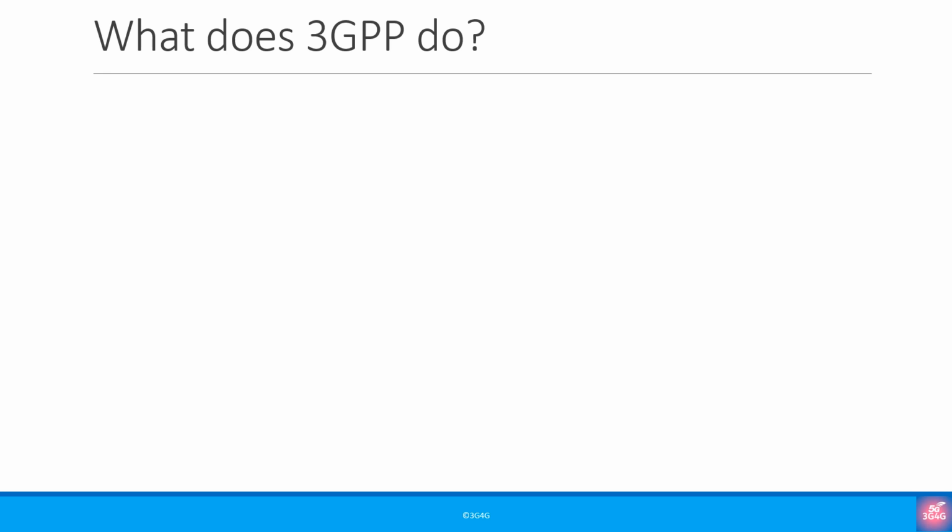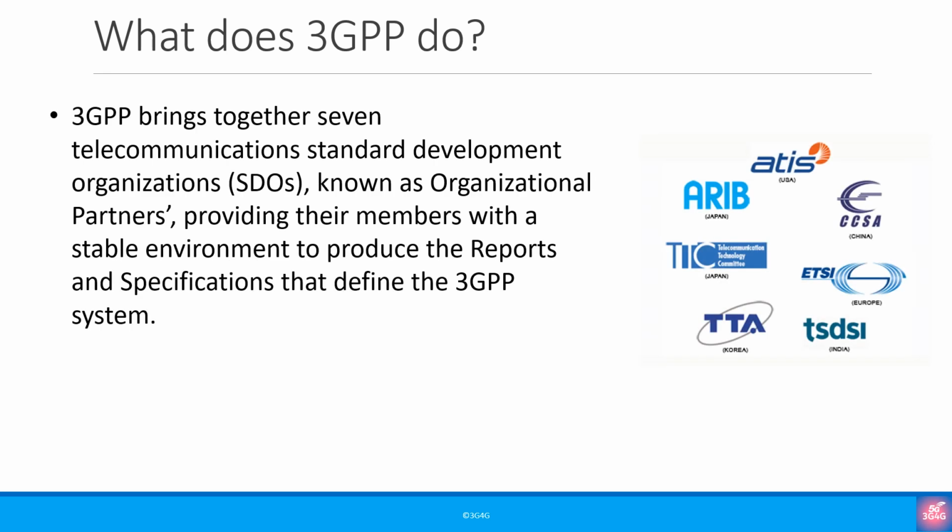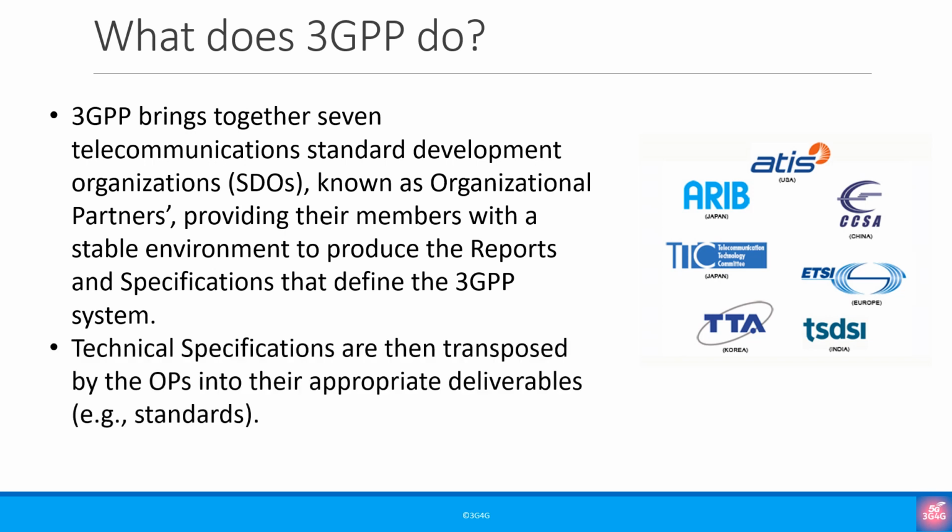3GPP brings together 7 telecommunications standard development organizations or SDOs, which are also known as organizational partners, and provides their members with a stable environment to produce the reports and specifications that define the 3GPP system. These technical specifications are then transposed by the organizational partners into their appropriate deliverables and standards.